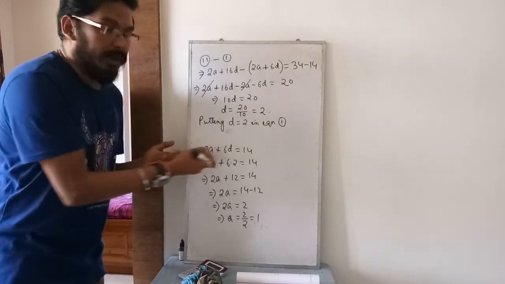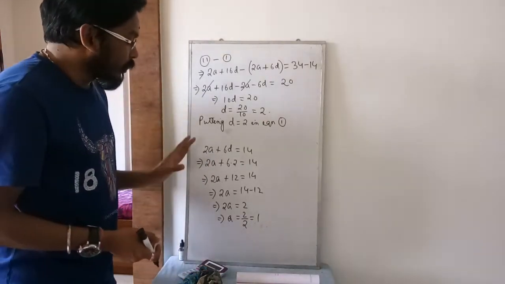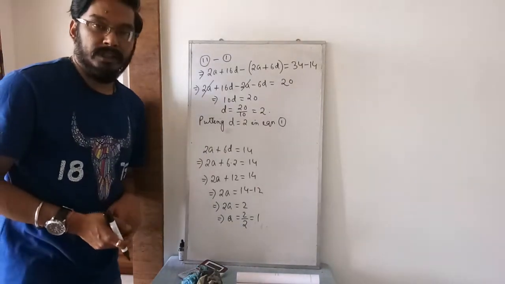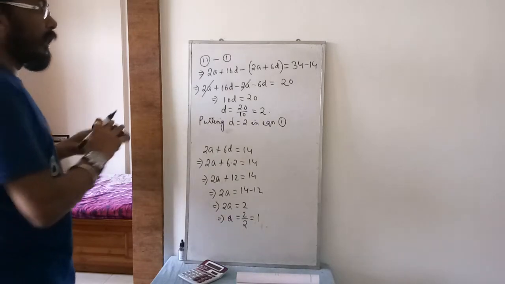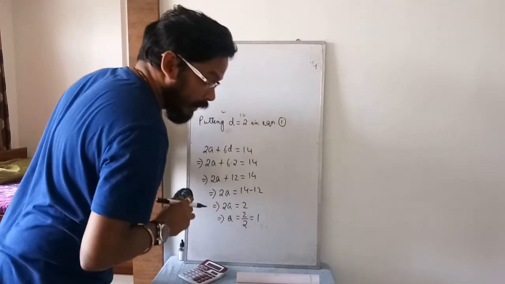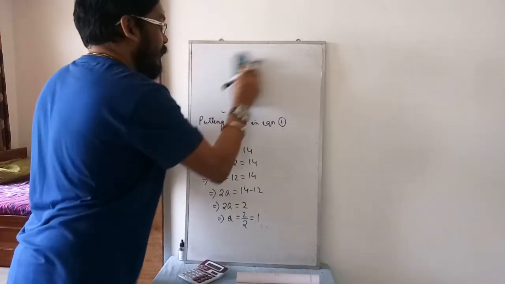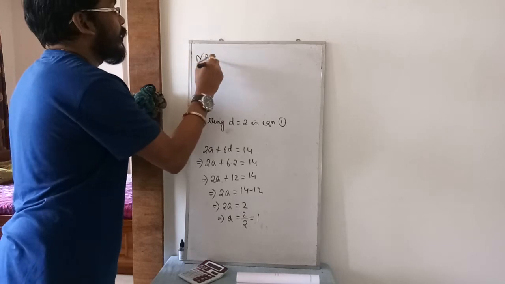You can verbally do the calculation and easily get the value of it. Thinking as a whole, I'm just making it lengthy. So a value is 1, d value is 2. Now this is not the end. I have to find out the sum. Sum up to how many terms? Sum up to n terms. So Sn I have to find out.